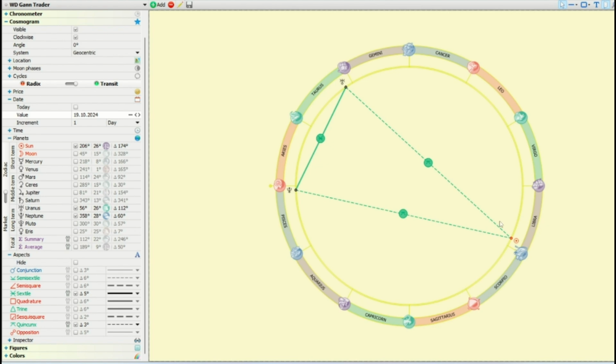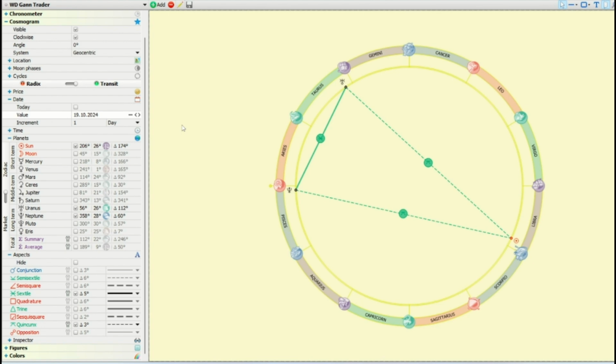So whenever you see such a pattern in the cosmogram strategy, where one planet is quincunx with the other two planets and those two planets are sextile with each other, it works as a very good reversal for the particular stock or index. So our date is 19th October 2024 for the next reversal date.